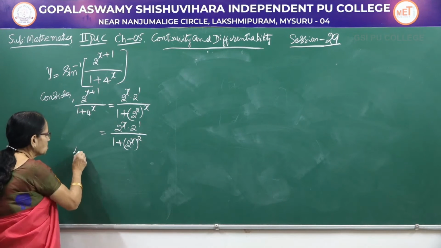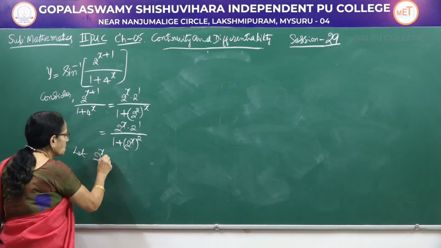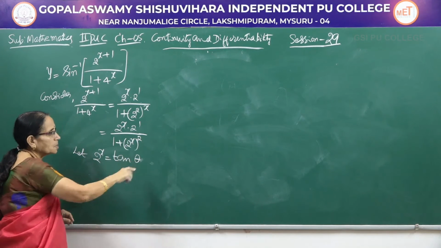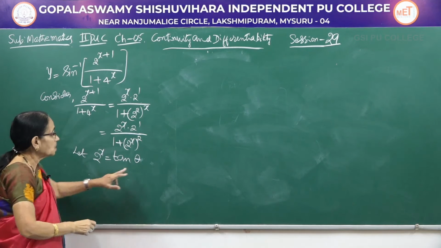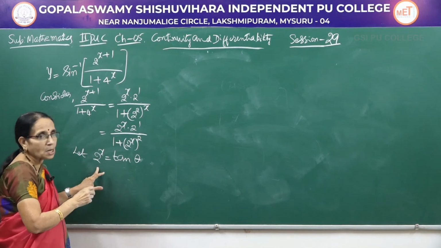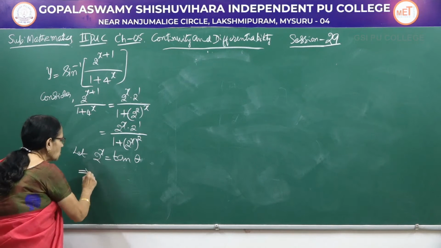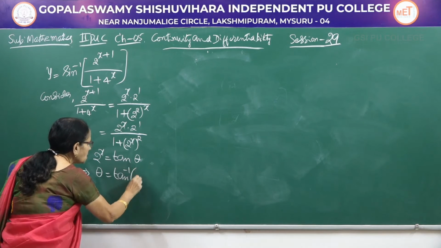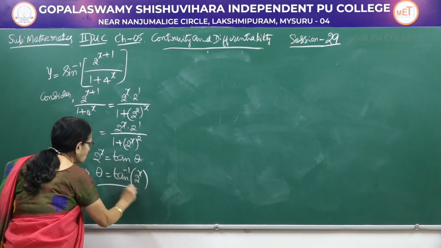So what I do is now let 2 to the power x be equal to tan theta. Now this is our assumption. To differentiate, we have to go back to the original variable x. Immediately you write what is theta? Theta is tan inverse of 2 to the power x.